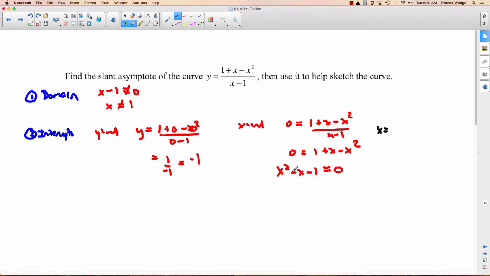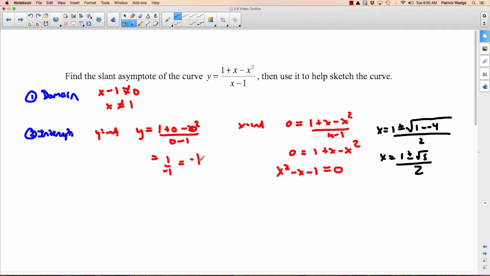X equals negative b, so it'd be negative negative 1, which is 1, plus or minus the square root of b squared, well it's negative 1 squared, which is 1, minus 4 times 1 times negative 1, which is negative 4, all over 2 times a, which is 1, which is 2. So you get x equals 1 plus or minus the square root of 5 all over 2.